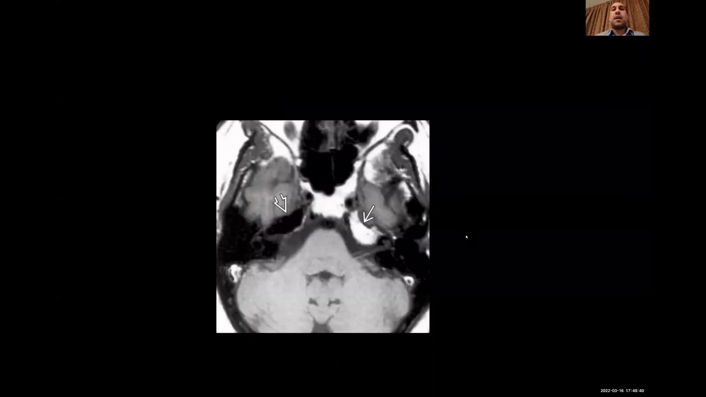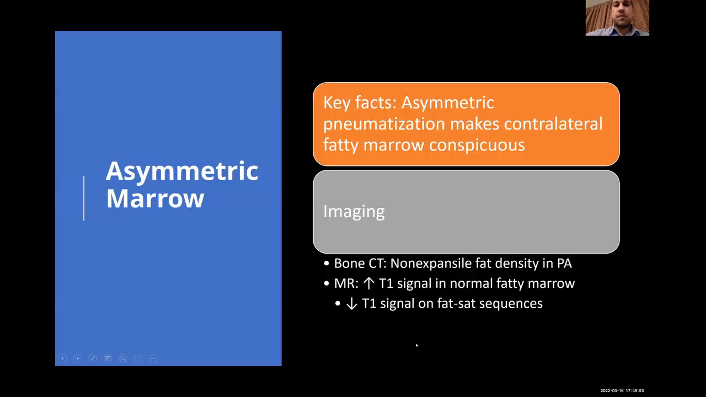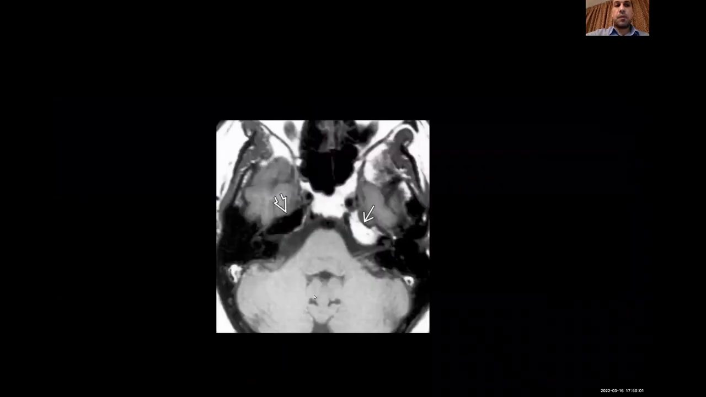What's your impression? What is this? Okay. No. No expansion. There is no expansion. This is normal marrow. This is a marrow. Here, this is a marrow. This is fat marrow. Okay.